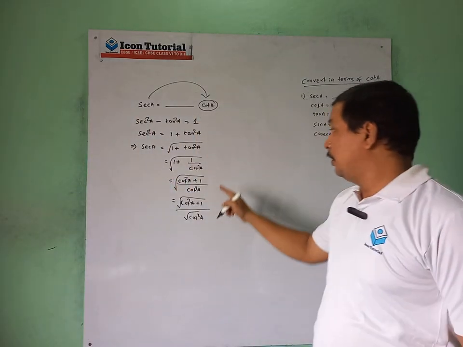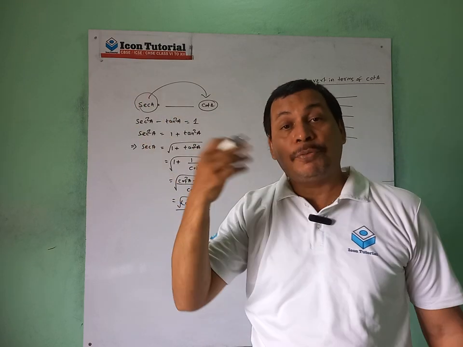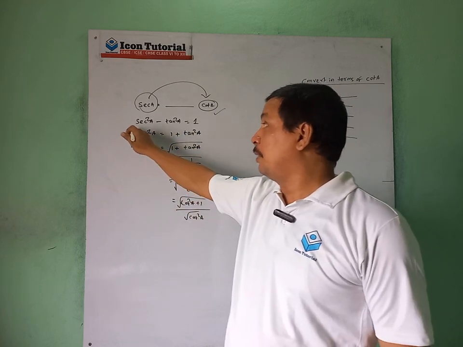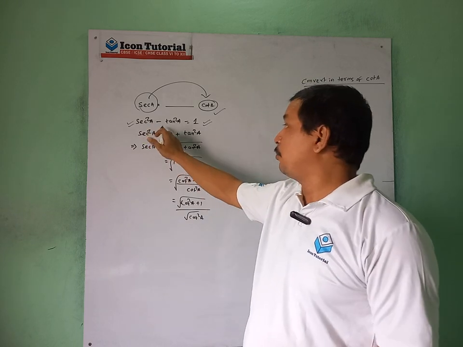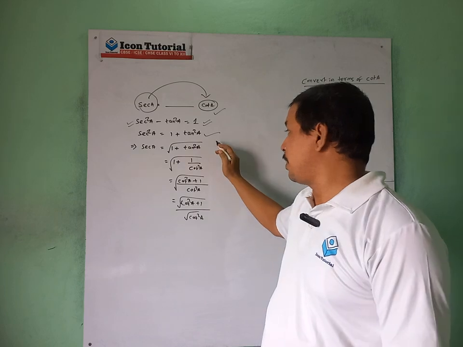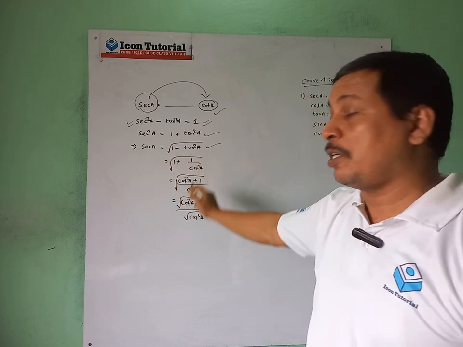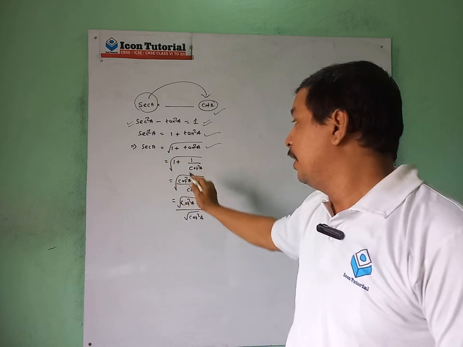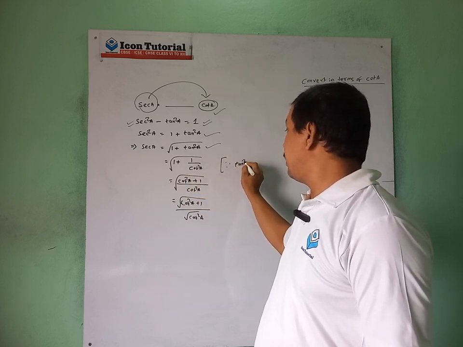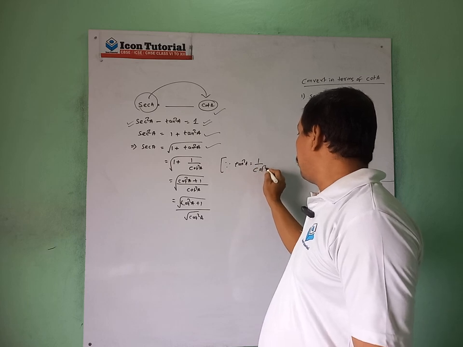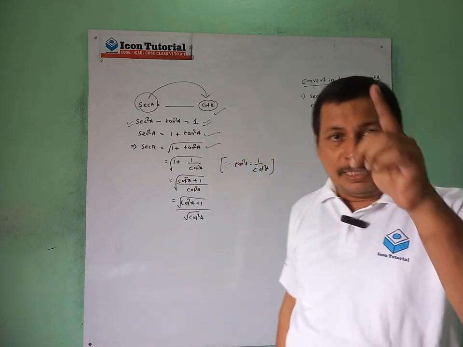Understood? Look here, what is given in this question? Sec in terms of cot. So we started from sec square A, the trigonometric identity sec square A minus tan square A equal to 1. Now sec square is equal to 1 plus tan square A, so sec A is equal to the square root of 1 plus tan square A. Step by step you follow here. This is the square root of 1 plus 1 by cos square A, as tan A is equal to 1 by cot A. That order you have to remember.